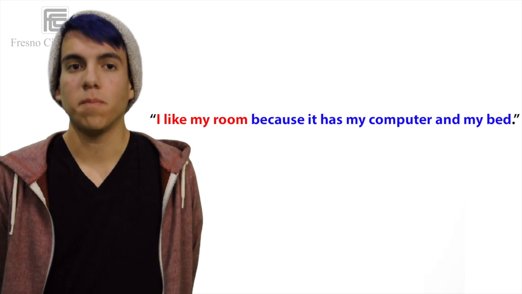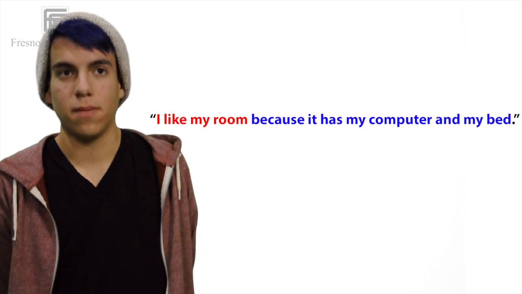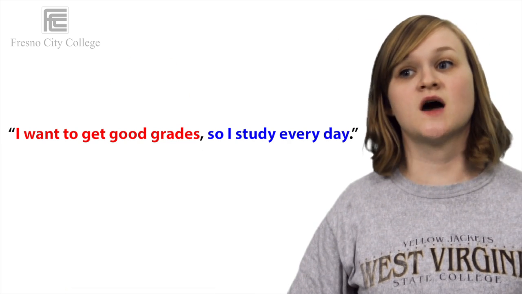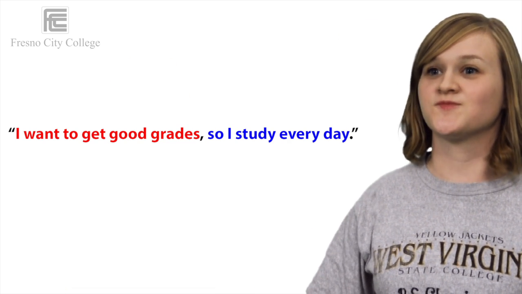It's important to know that you can use subordinating and coordinating conjunctions to join the clauses together. The first example did not need a comma because the subordinating conjunction was in the second clause. I like my room because it has my computer and bed. The second sentence needs a comma after the independent clause because the writer is using a coordinating conjunction, also known as FANBOYS. I want to get good grades, comma, so I study every day.